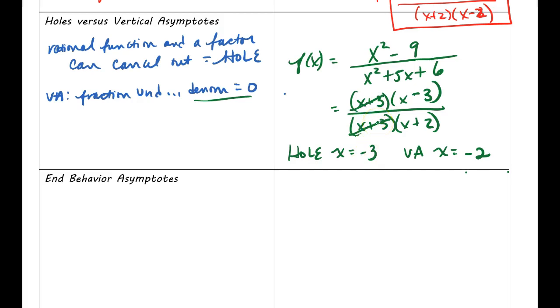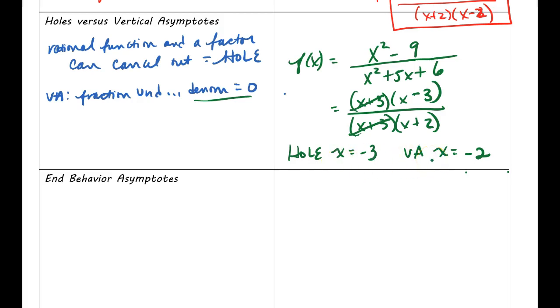Okay, so that's how you distinguish between a hole and a vertical asymptote. You probably won't even have to graph these in calculus. You might have to look on a calculator at some point, but you usually don't have to graph them by hand. You just have to know the difference between holes and asymptotes.